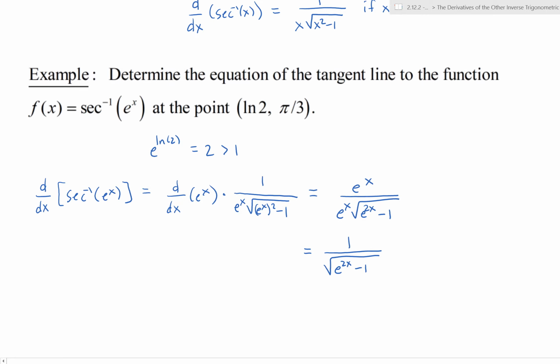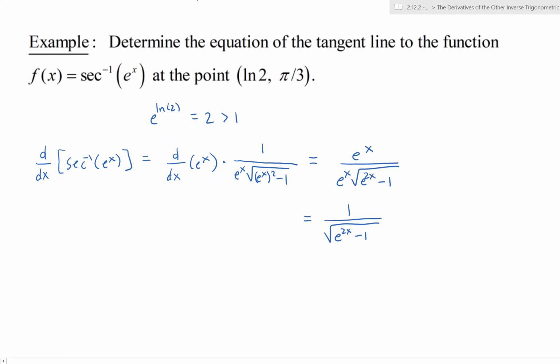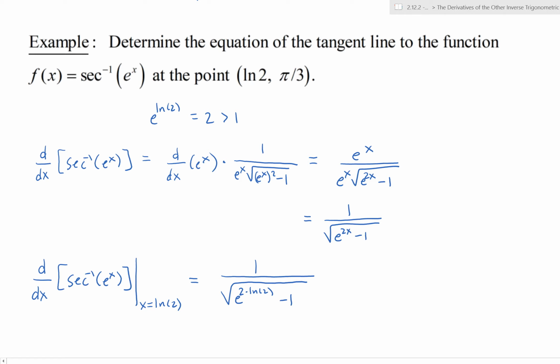So there's my derivative function for this particular function, but we need to find the slope at this particular point. I'll find the slope by taking the derivative with respect to x of the secant inverse of e to the x at the location x equal to ln 2. That's going to give me the slope of my tangent line. We'll just plug it into the formula we just came up with: 1 divided by the square root of e to the 2 times ln 2, minus 1.